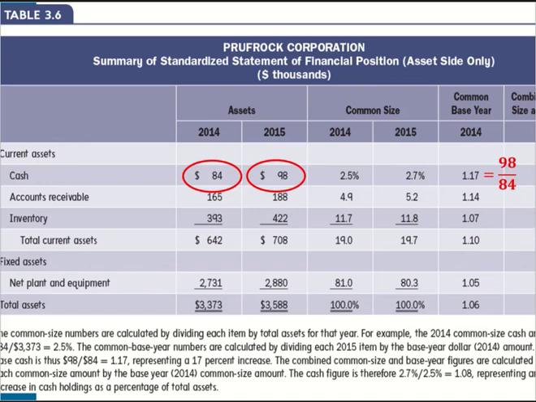So this might start to give us clues about what the company might have done over the past year. Perhaps it looked to lower its inventory by giving its customers better terms. So it might have sold more inventory, but it's also owed more money for those sales.